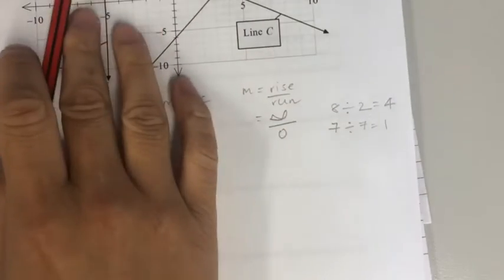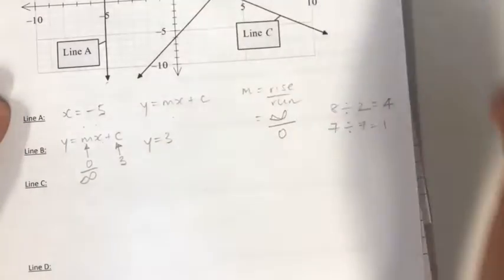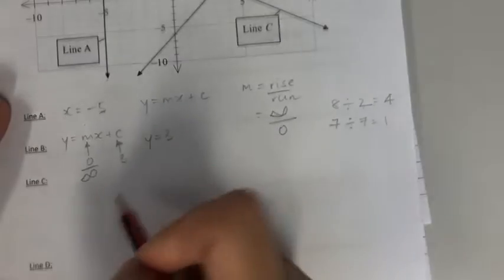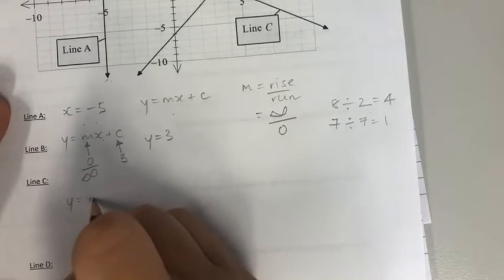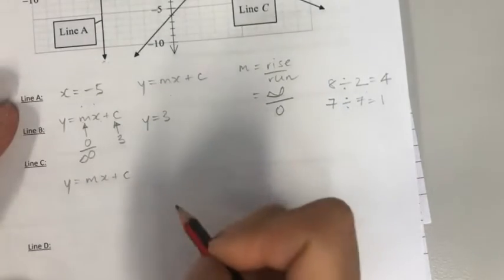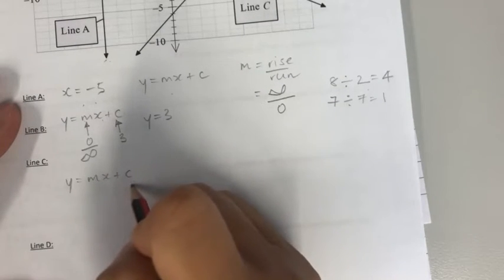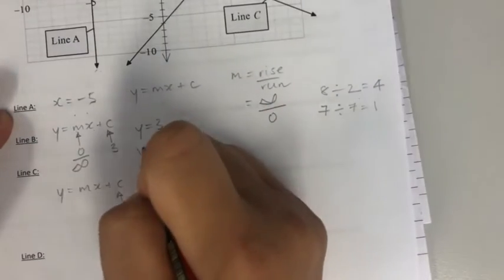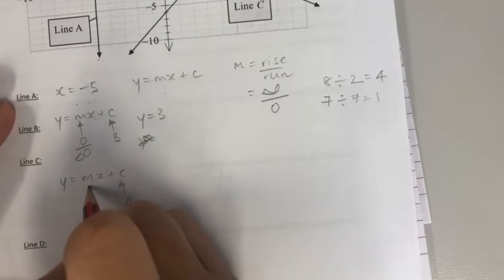For line C, this one here, it cuts through the y-intercept where it is 4. So we can write the blank version of the general form, and the y-intercept is 4. Sorry, this one is y equals, oh, I already did that, okay. That's 4. What's the gradient?